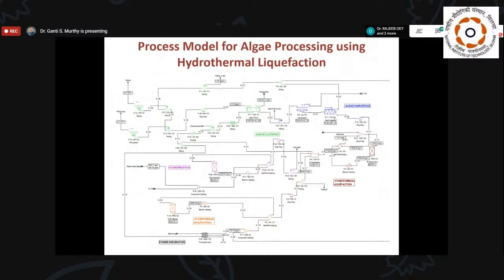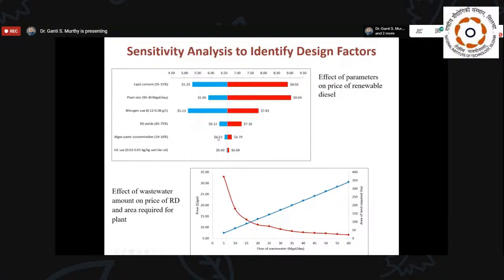So this was a process economic model that we built, which incorporates the technical parameters as well as the economic parameters of the whole process. And then we calculate the impact of different inputs on the wastewater, on the renewable diesel, and the area required for the plant, for example. So we look at these economic parameters and calibrate them.